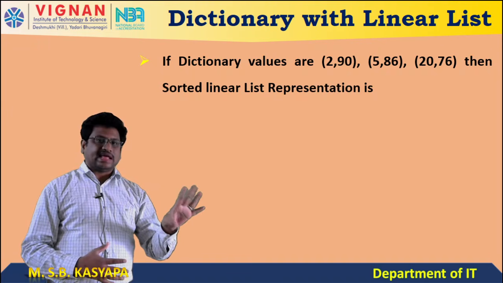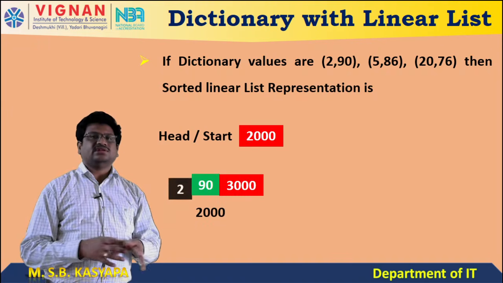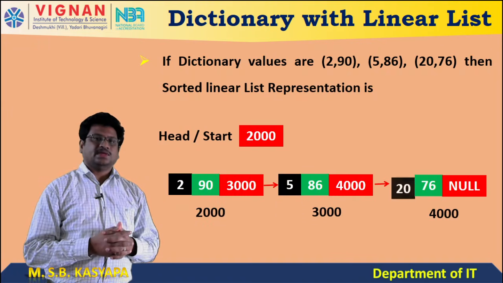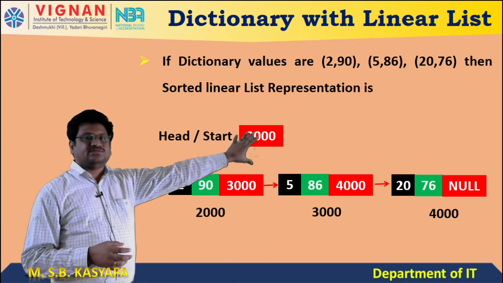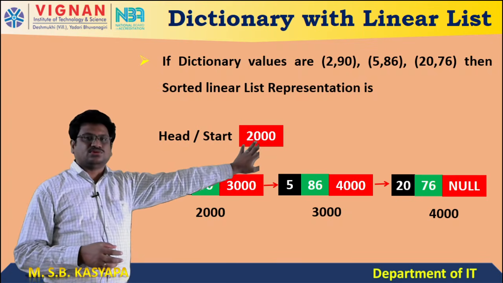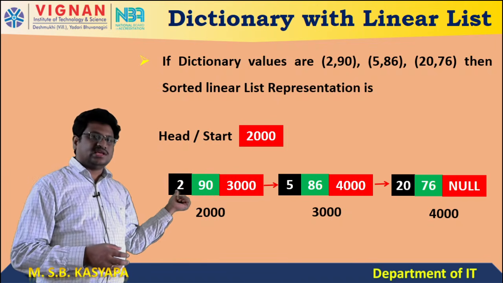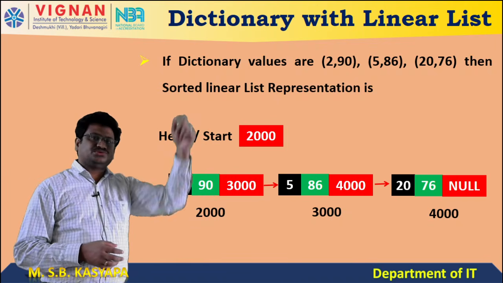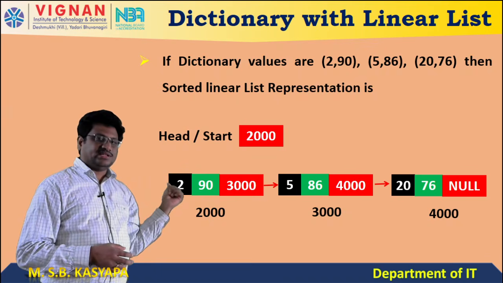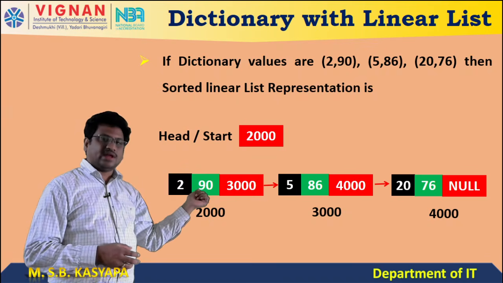If the values are like this, the dictionary as a linear linked list will be like this. So the head, the first position, is representing 2000. At the 2000 position, 90, and the key is 2. Am I right? The first value is 2 and 90. Now the key is 2. At the key 2, I have a value 90.